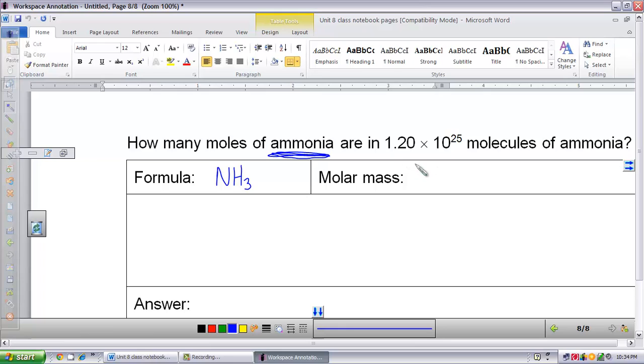All right, the molar mass of ammonia has 1 nitrogen and it has 3 hydrogens. So nitrogen is 14.007. Hydrogen is 1.008 times 3. Okay, when you add all of them up, you get 17.031 grams per mole. Okay, that's the molar mass. Okay, now down here you're going to look at what you're starting with.